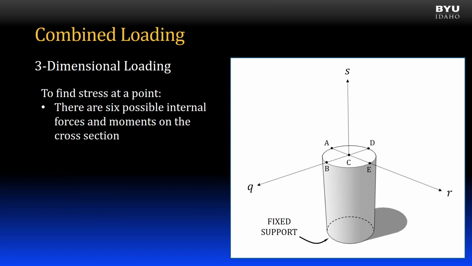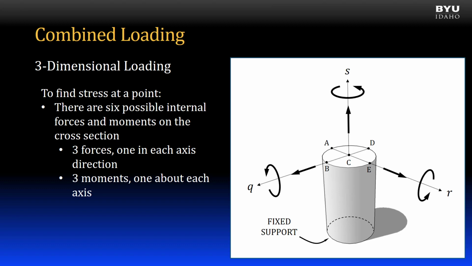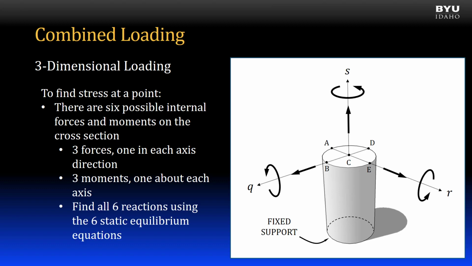For three-dimensional loading, there are 6 possible internal forces and moments acting on the cross-section. There are 3 forces, 1 in each axis direction. There are 3 moments, 1 acting about each axis. The forces and moments can be found using the 6 static equilibrium equations. Some of the internal forces and moments may be 0.